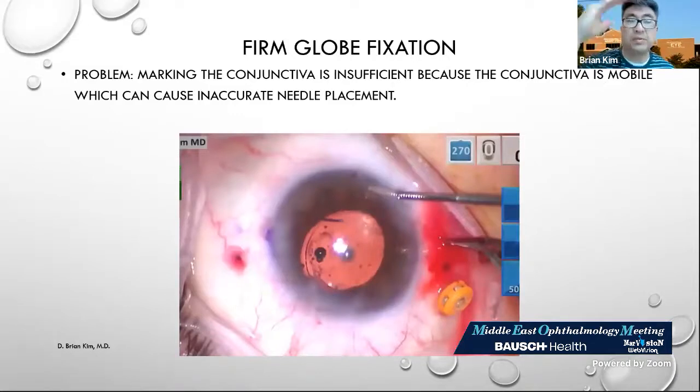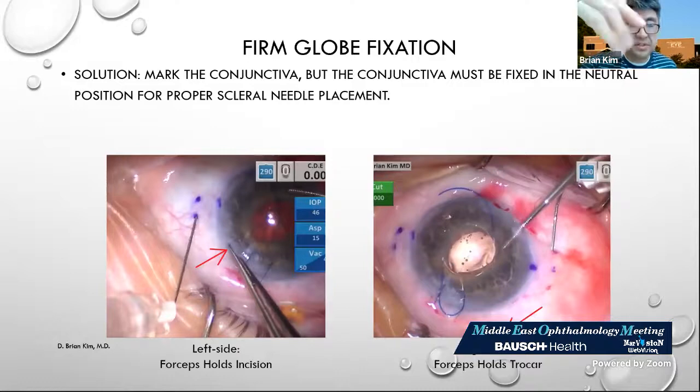And this is the other point. Remember, the conjunctiva is a mobile tissue. As you make the scleral pass, if you don't fixate the conjunctiva, you are more vulnerable to decentration or tilt with the Yamane. So you have to find a way to fixate the conjunctiva so it's not mobile. In this case, on the left side I'm holding the incision with forceps, and on the right side I'm holding the trocar with forceps, maintaining the conjunctiva in a fixed neutral position. So when you're tunneling 2 millimeters, you're tunneling 2 millimeters, and when you're 2.5 millimeters posterior to the limbus, you are definitely 2.5 millimeters posterior to the limbus.